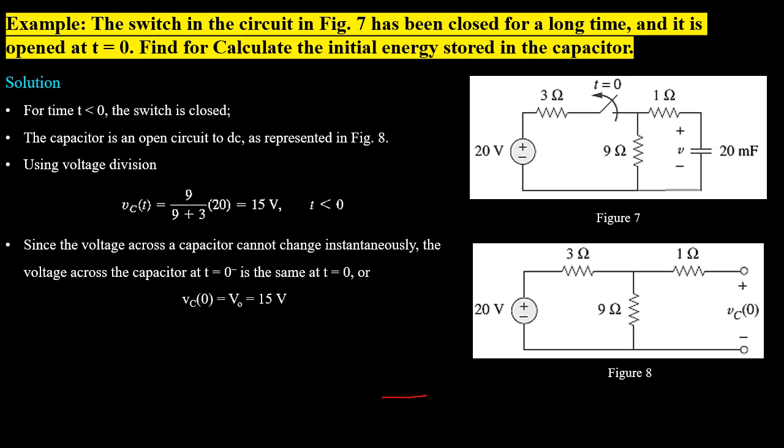Now in the next example, the circuit in figure 7 has a switch which was closed for a long time and is opened at time t equal to 0. Now you have to calculate the energy stored in the capacitor. Now we will start the solution.